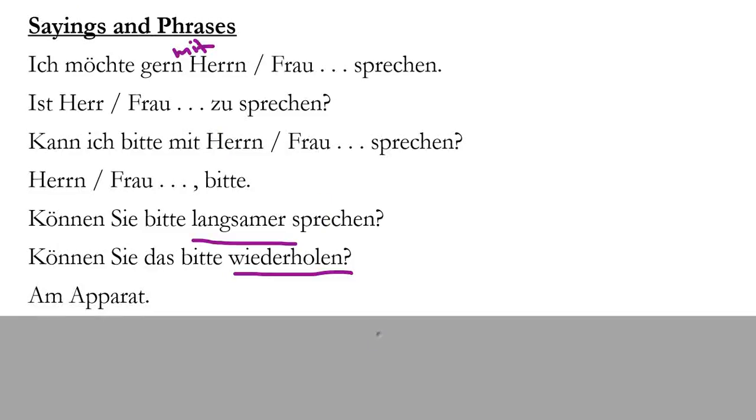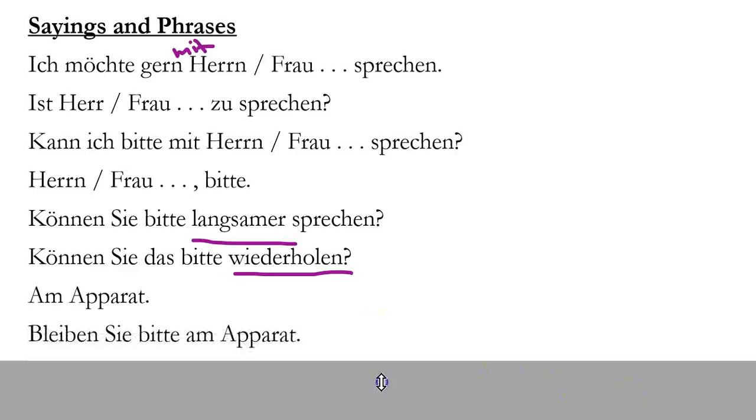Am Apparat. Am Apparat is, if you're on the phone, it's basically saying like speaking. So if you ask for Frau Braun and you are Frau Braun, you would say am Apparat, speaking. I'm legitimately here. I'm the one you're talking to. Bleiben Sie bitte am Apparat. Please stay on the line. So it's basically like saying like, I'm on the line, I'm here. Please stay on the line.